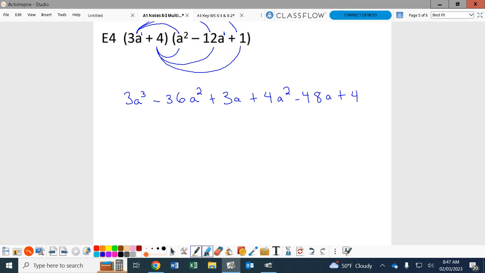Okay, now you look for the combining like terms. Just up till there, does anybody have any questions before I start looking for like terms? Okay, here is an a squared, and here is another a squared. Here is a 3a, here is another a, negative 48a.